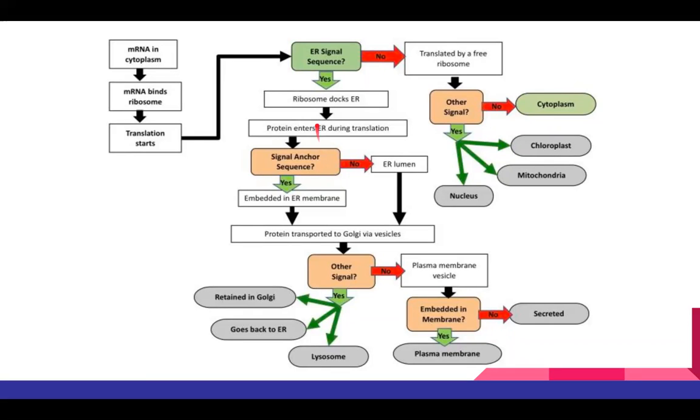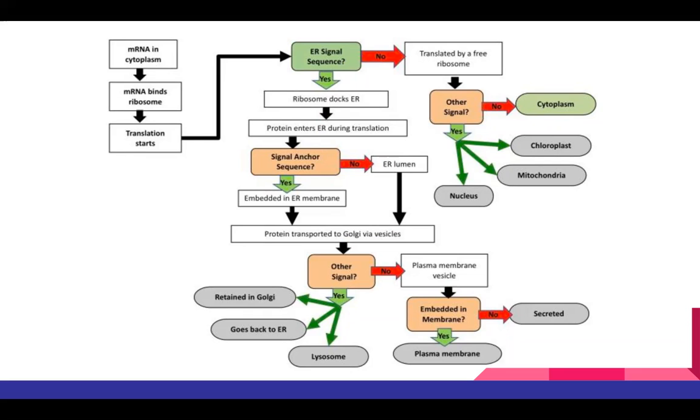So if you wanted to figure out if a protein went outside the cell, you would go through the schematic and say, the ER signal sequence, yes, it has that, it doesn't have an anchor sequence. And then does it have other signals? No. And then if it's not embedded in the membrane, then it gets secreted. And so that's just a diagram that does that.